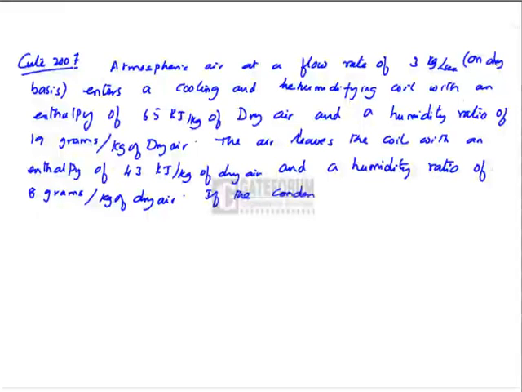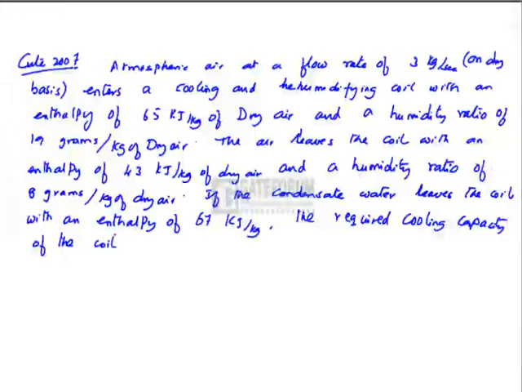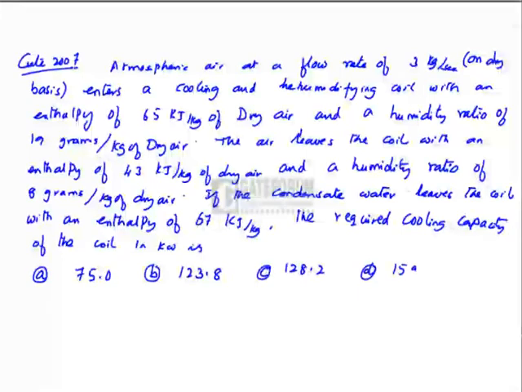If the condensate water leaves the coil with an enthalpy of 67 kilojoule per kg, the required cooling capacity of the coil in kilowatts is: A 75.0, B 123.8, C 128.2, D 159.0.